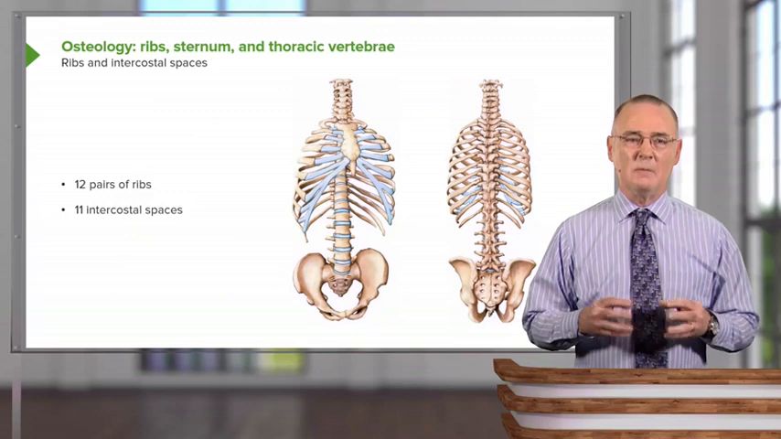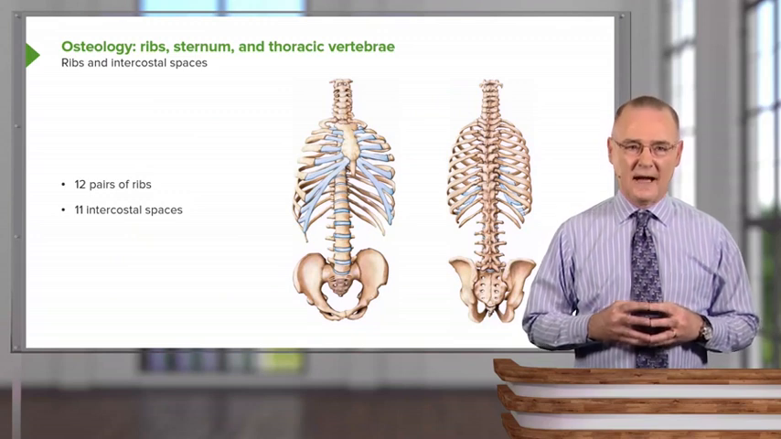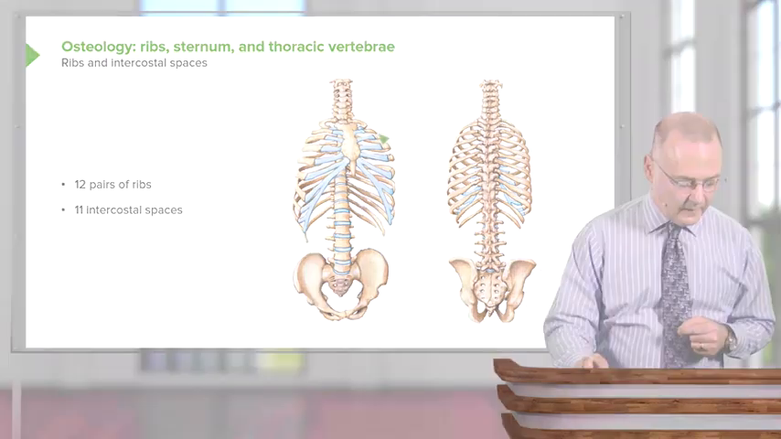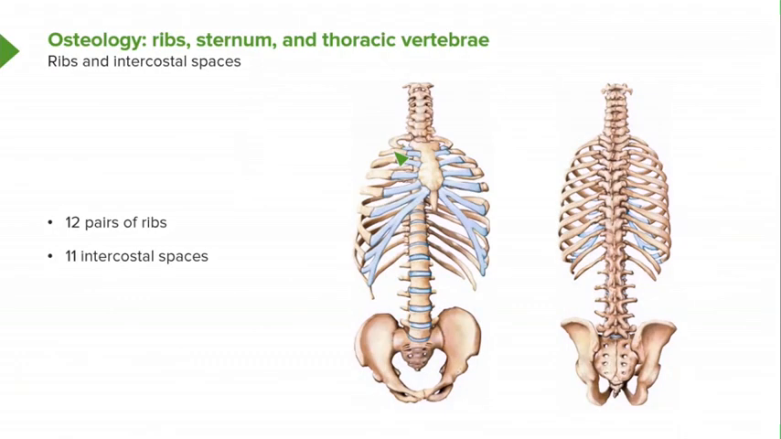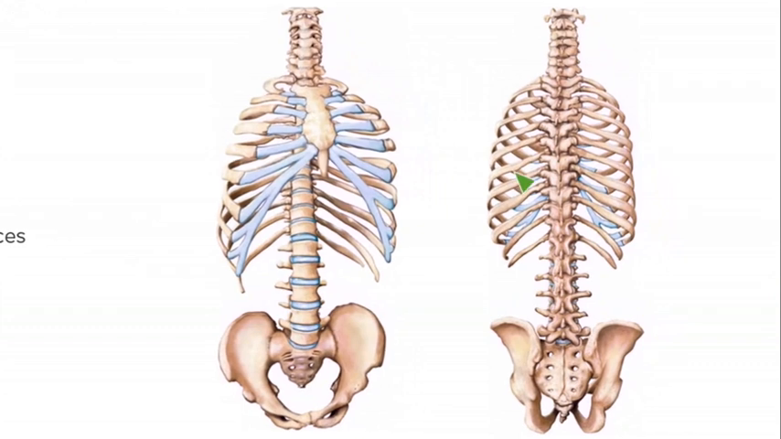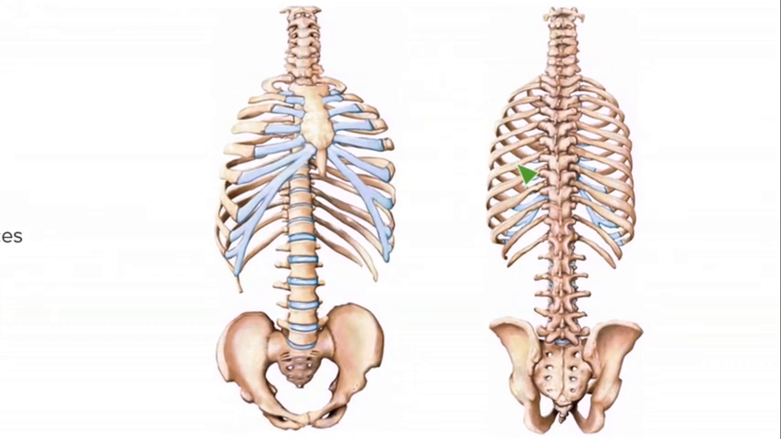thoracic vertebrae. But first we need to understand the fact that we have 12 pairs of ribs, and we can count those 1, 2, 3, 4, 5, 6, 7, 8, 9, 10, and then more posteriorly we can see 11 and 12. If we stick with the posterior view, you can see that there are spaces between the ribs, and these are termed intercostal spaces. We will have a total of 11 intercostal spaces.